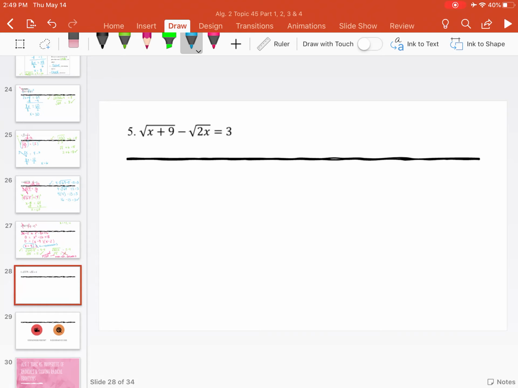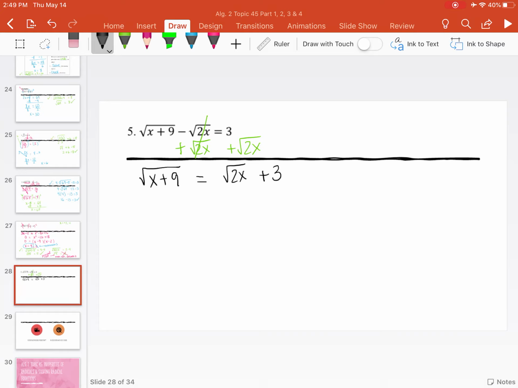Moving on to the final example, the square root of x plus 9 minus the square root of 2x equals 3. Now we want to isolate the radical. So in this case, because we eventually will want to square both sides, we're going to add the square root of 2x to both sides. We'll be left with the square root of x plus 9 equals the square root of 2x plus 3. Notice this 3 should be on the outside of the radical. It should not be included with the radicand.